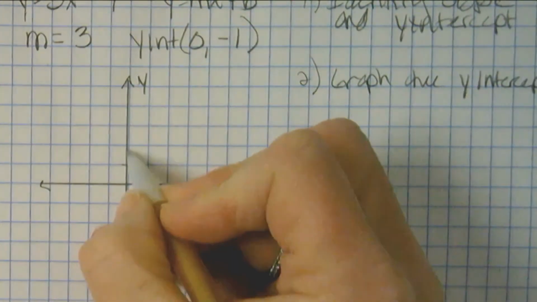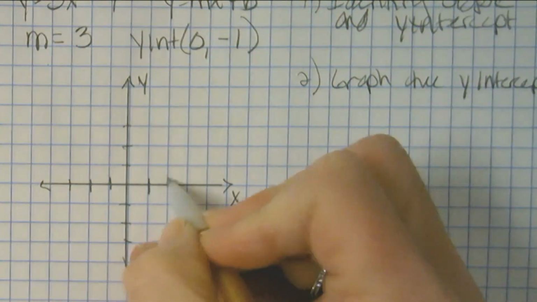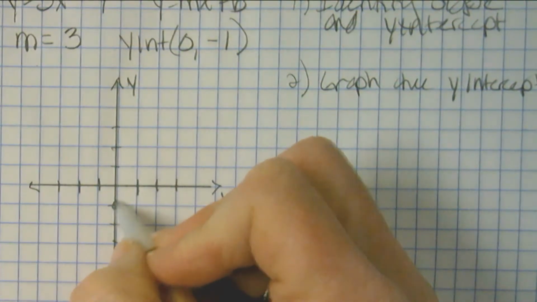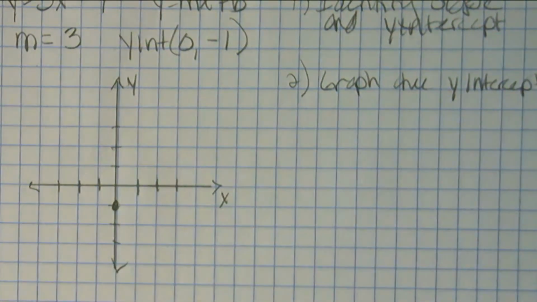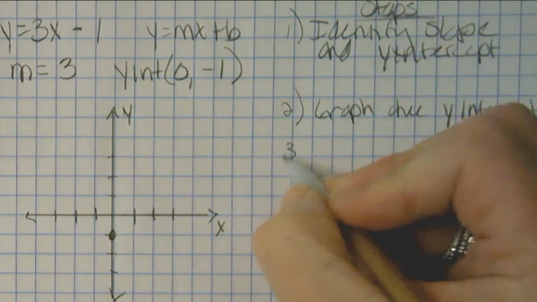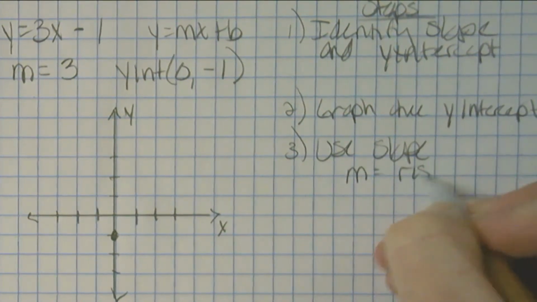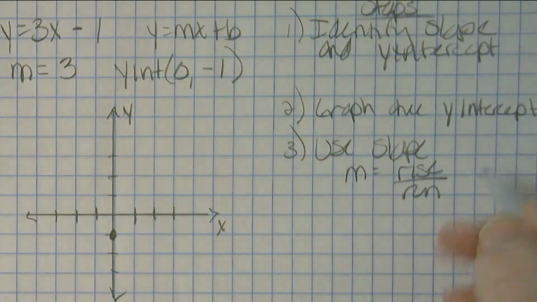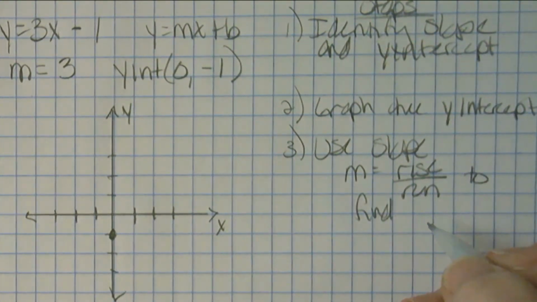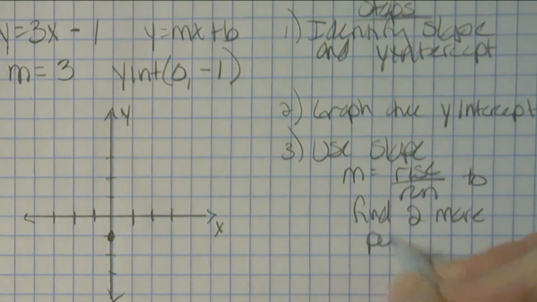All right, you're putting increments on your coordinate plane. So you graph your y-intercept. So it's (0, -1). So here's my y-intercept. The next thing you are going to do is use slope, that's your rise over your run, to find 2 more points. How many of you remember us doing this before? Okay, we've talked about this before.